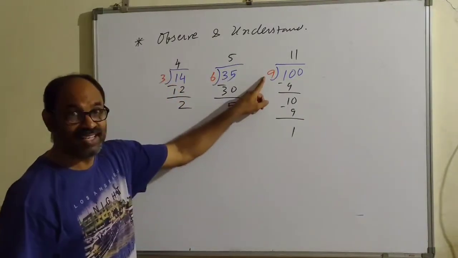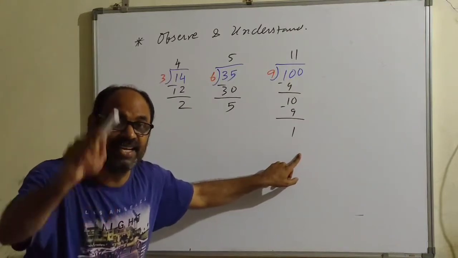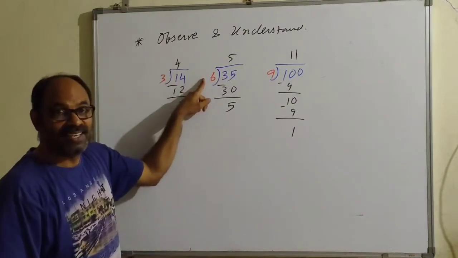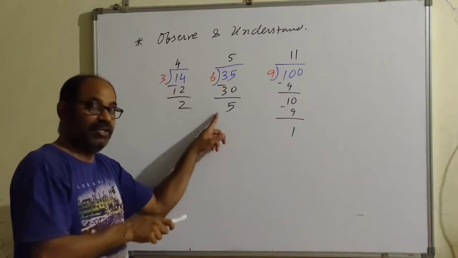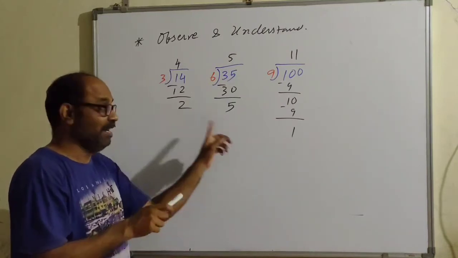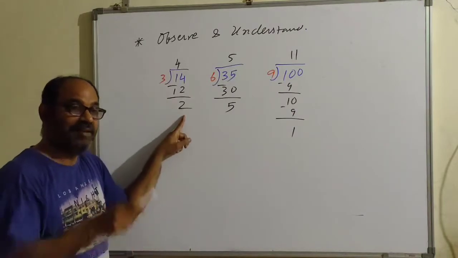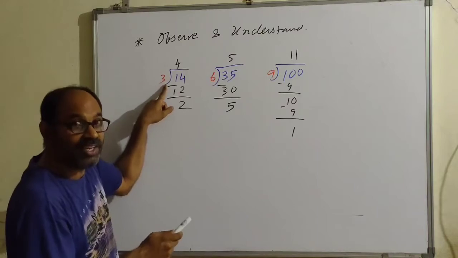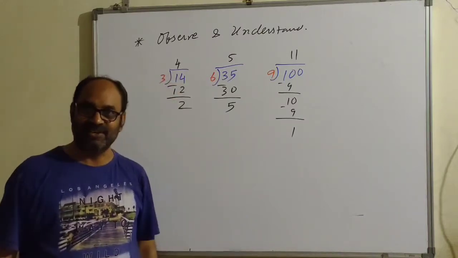Look, divisor is 9. So remainder can be anything smaller than 9 including 0. Divisor is 6. So remainder can be anything smaller than 6, including 0. It cannot be negative. Divisor is 3, so remainder can be anything between 0 and 3. 0 is included, 3 is not included. Is that clear to you?